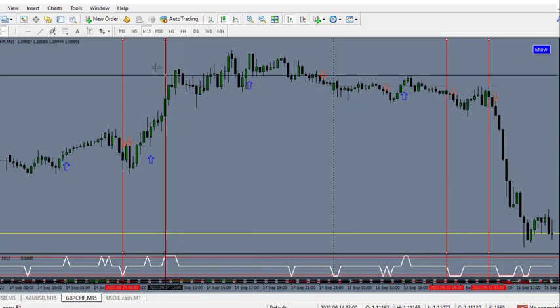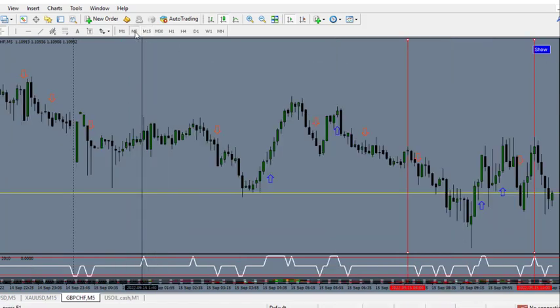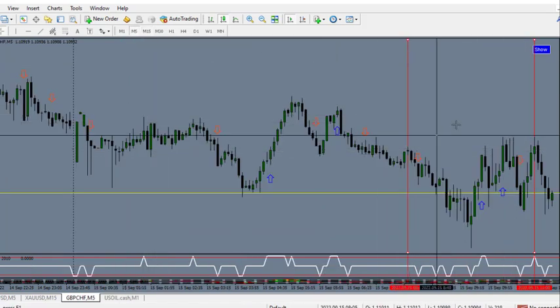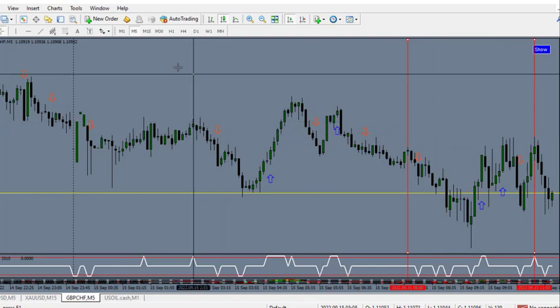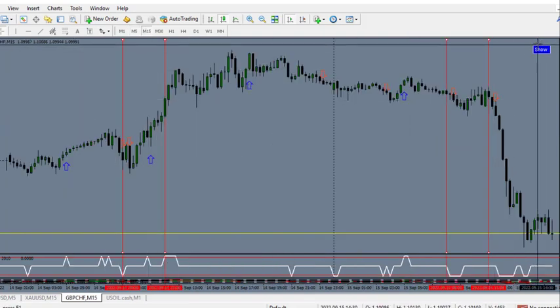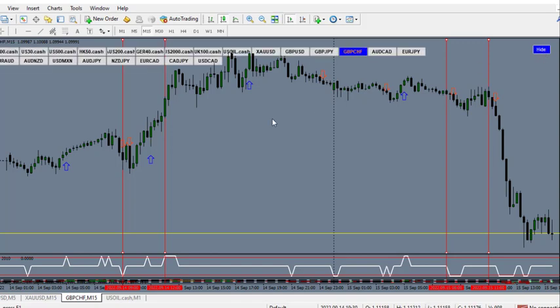You might decide to trade that direction on 5 minutes or lower, but I prefer to use it on 15 minutes. Let's check another pair and see what happened.